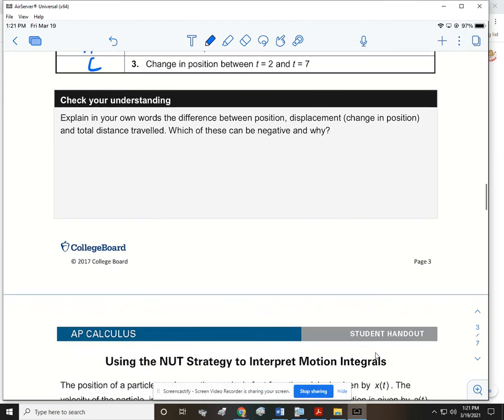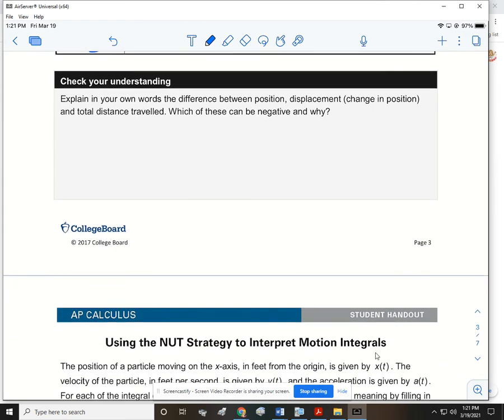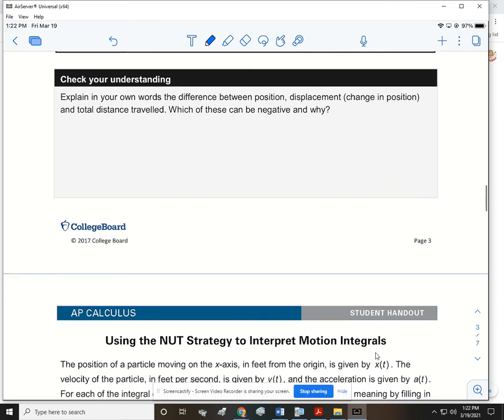Okay. So in my words, we're going to talk about the position, the displacement, which is the change in position, and the total distance traveled. Now this is easy to get these things mixed up. So don't forget you have this information that you could pull back up sometime if you need it. But the position is the location of a particle on the number line.